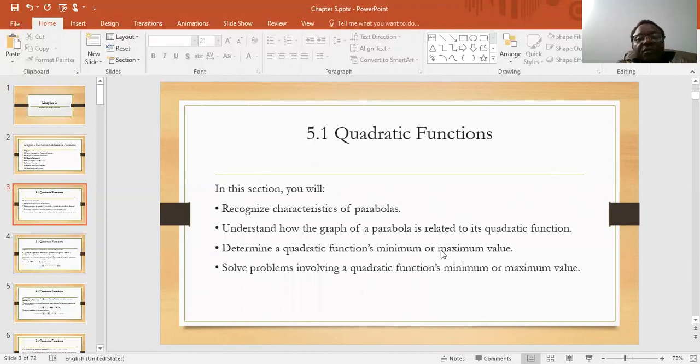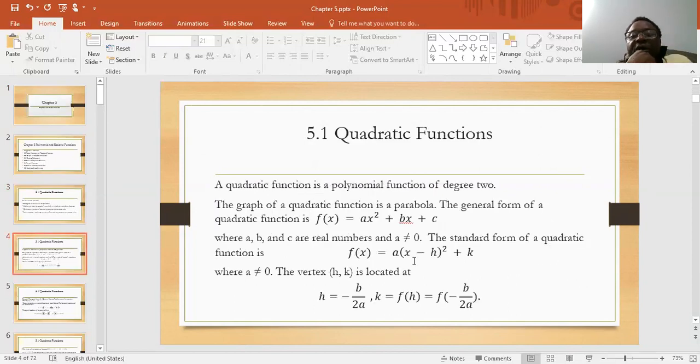So in this section, 5.1, quadratic functions, we are going to learn how to recognize the characteristics of a parabola, to understand how the graph of a parabola is related to its quadratic function, and to determine a quadratic function's minimum or maximum values. We learn also how to solve problems involving a quadratic function's minimum or maximum values.